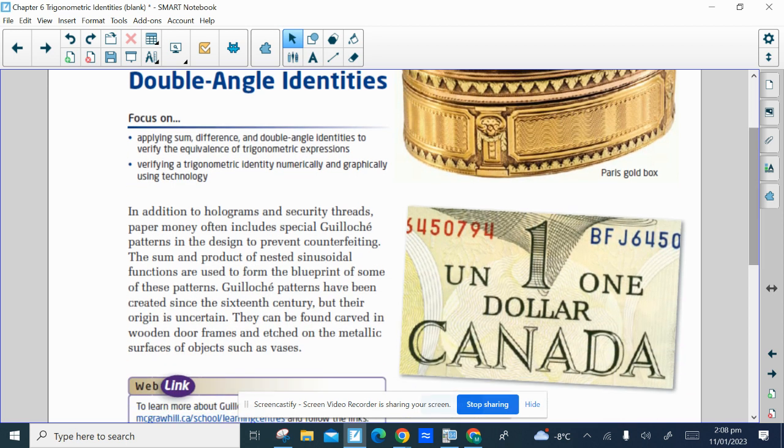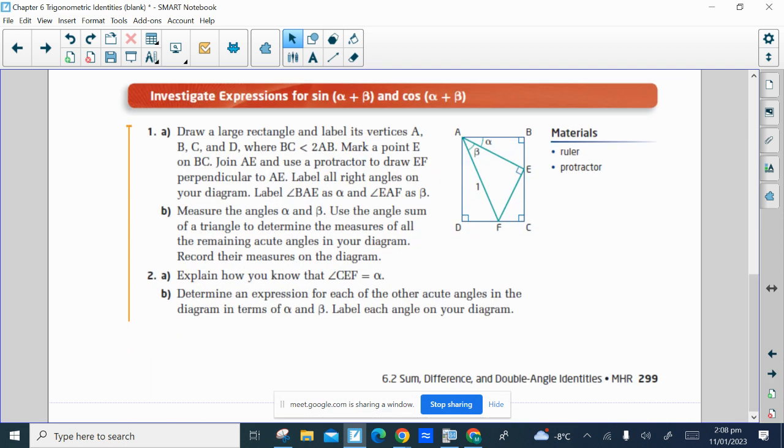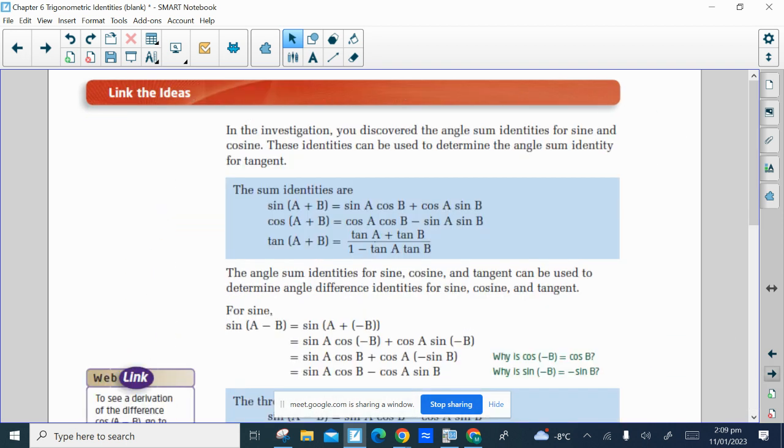So we'll apply sum, difference, and double angle identities to verify the equivalence of trig expressions, and we'll verify trig identities numerically and graphically using technology. These identities are also on the formula sheet, so you don't have to memorize them. On the next page, there are the sum identities for sine, cosine, and tangent. And again, they're on the formula sheet, so you don't have to memorize them.